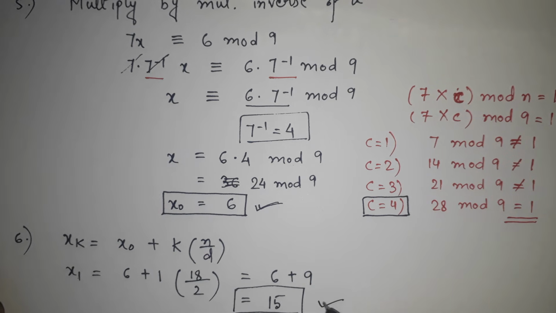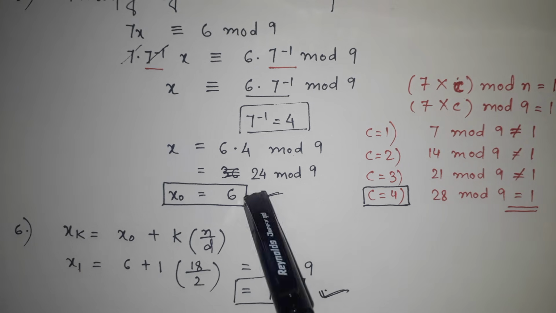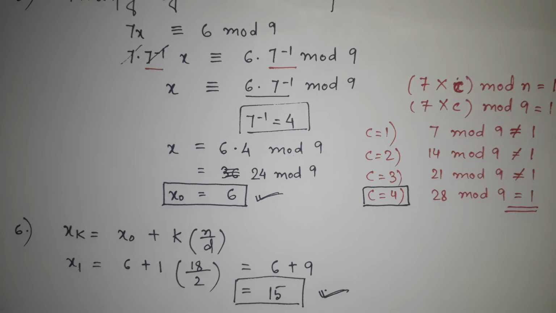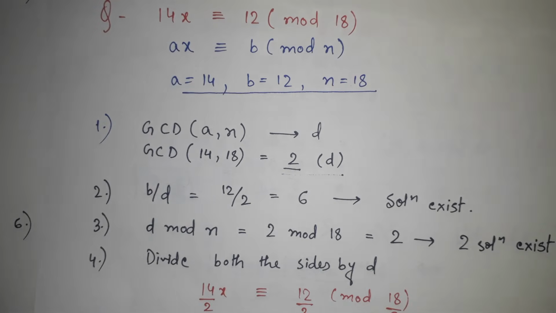So 2 solutions are possible. One of them is x0 equal to 6. The second one is x1 equal to 15. So 6 and 15 are the 2 values of x that we have found out. These are the 2 solutions of this particular question that we have solved.